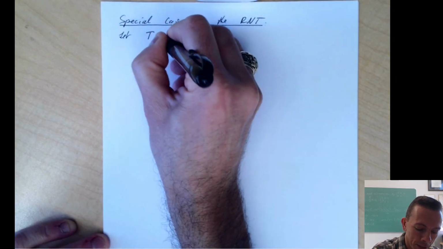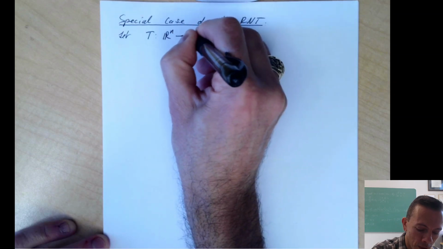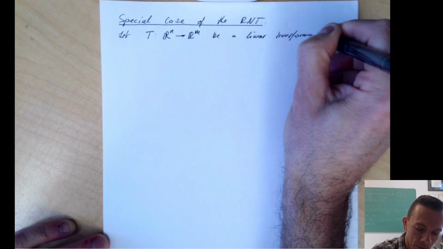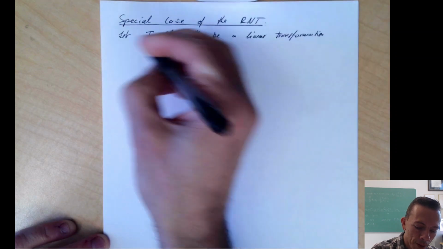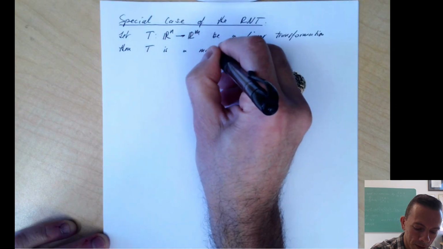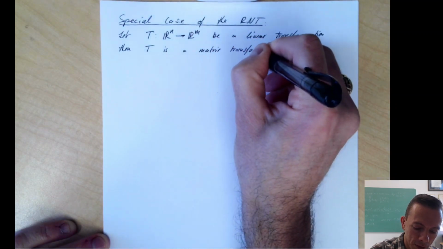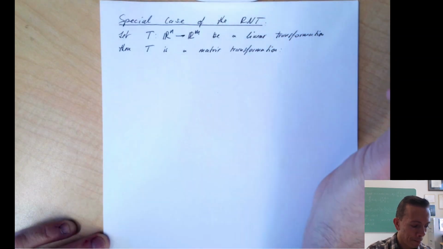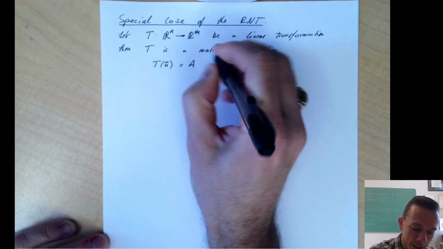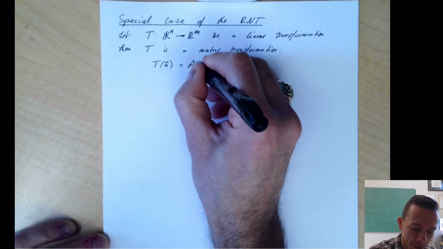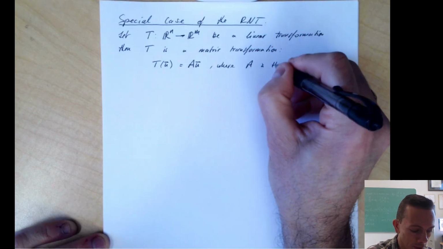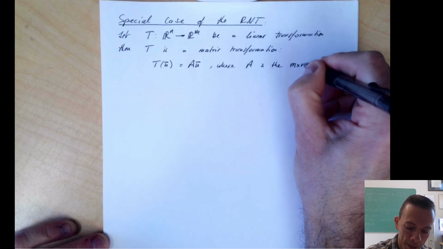So if we take a linear transformation from Rn to Rm, in this case, T is also a matrix transformation, which means you can write it as T of some vector u in Rn is equal to a matrix A times u, where this matrix A is called the standard matrix of T. And it has size m by n.